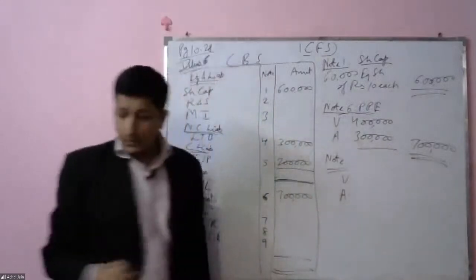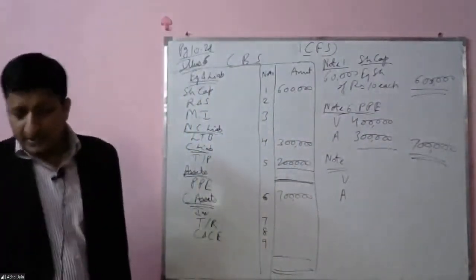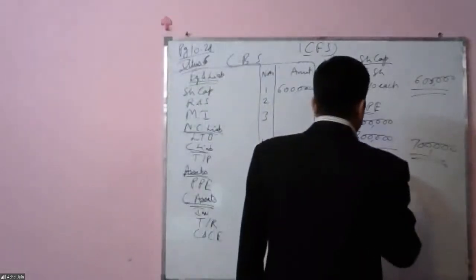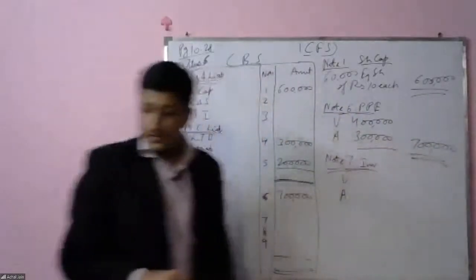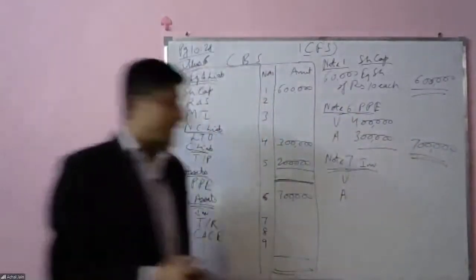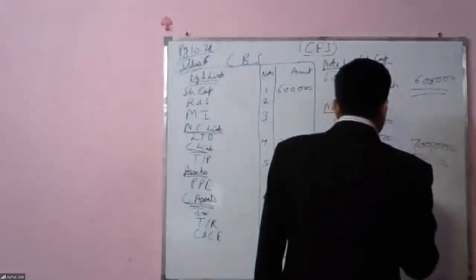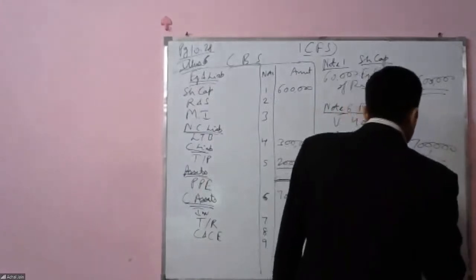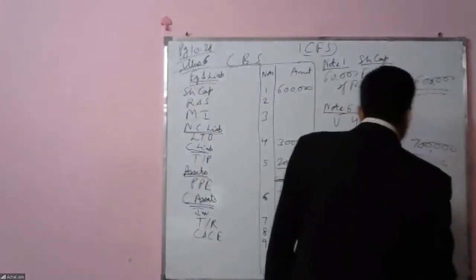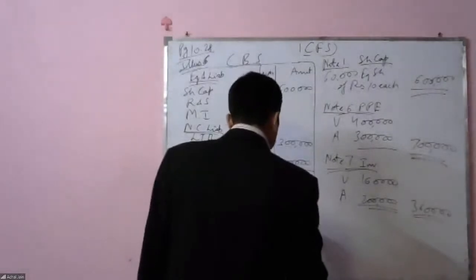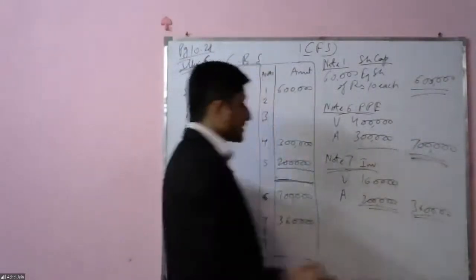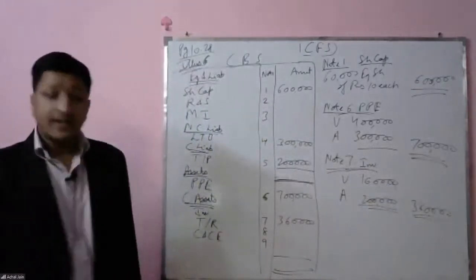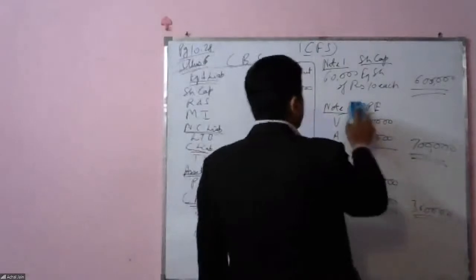Okay. And note number 7 is inventory. That will also be added. Inventory. Once again added. 1,60,000 and 2 lakh. So this will be 3,60,000. Okay. Then we have trade receivables, 80,000 and 1,40,000.